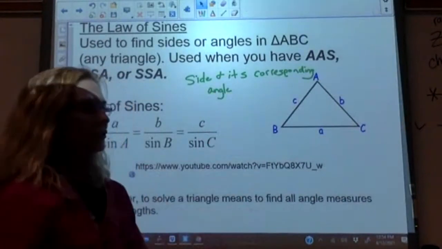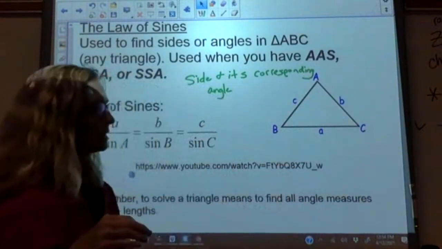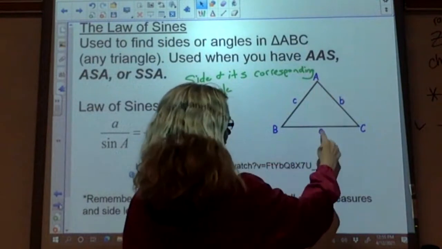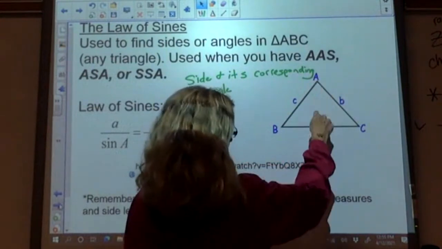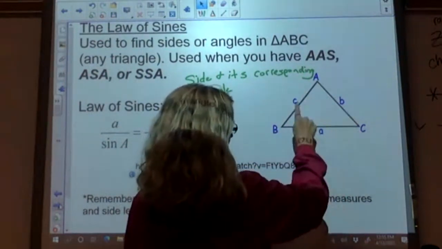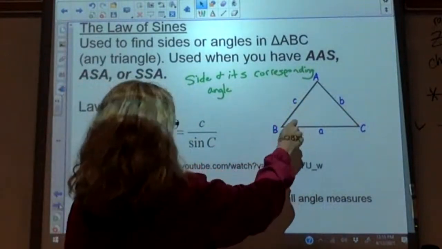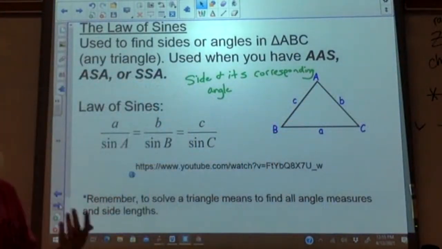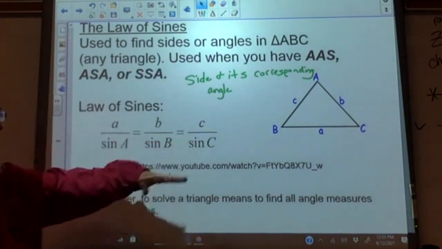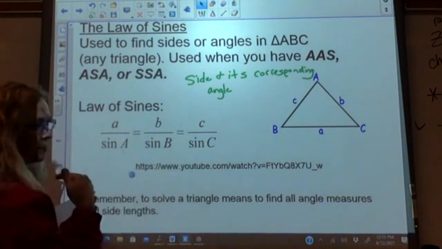Remember how we label a triangle. We use capital letters for the angle measures and lowercase letters for the sides, and the side directly opposite the angle uses the same letter. So this is angle A, this is side a, and angle B, side b, angle C, side c. We need to have two of the same letters, because the law of sines involves a proportion. These are the different ways to set it up. You can take any pair of these, set up a proportion, cross multiply, and divide to solve.